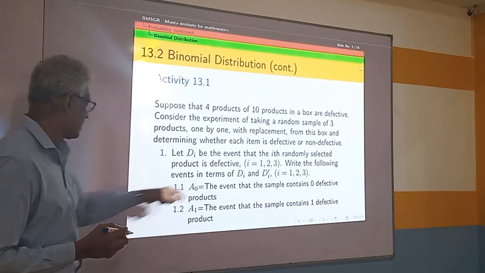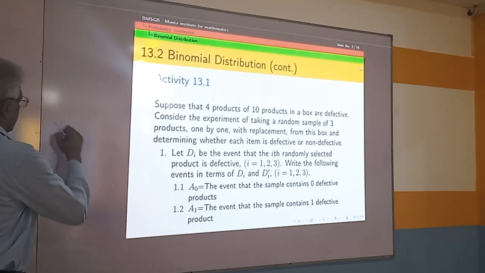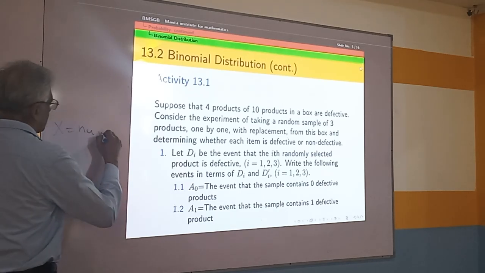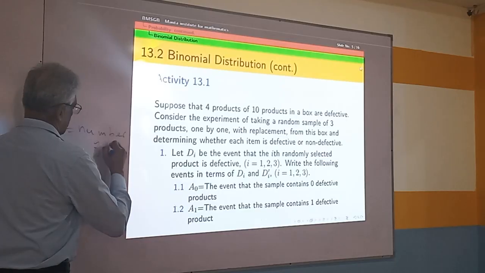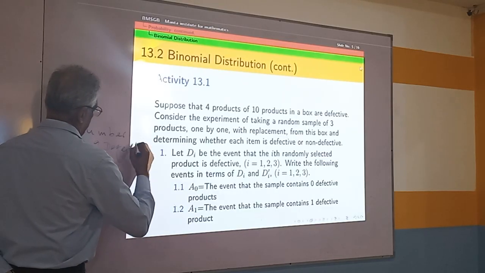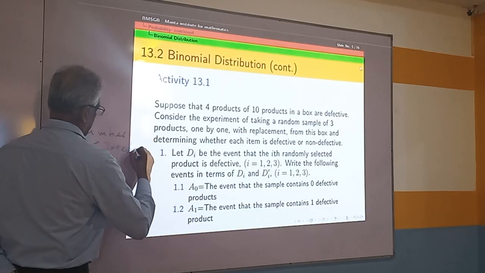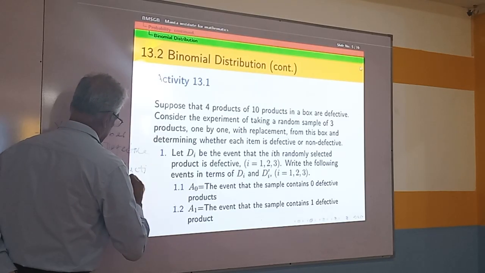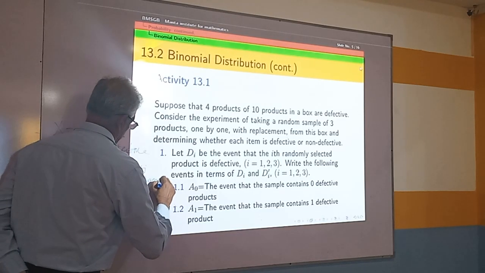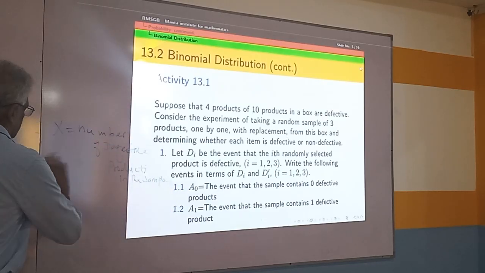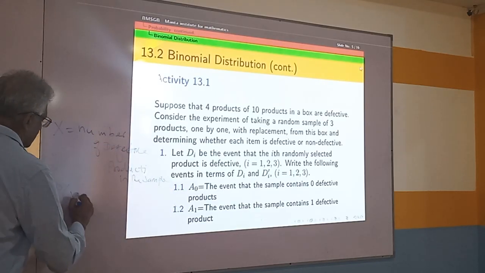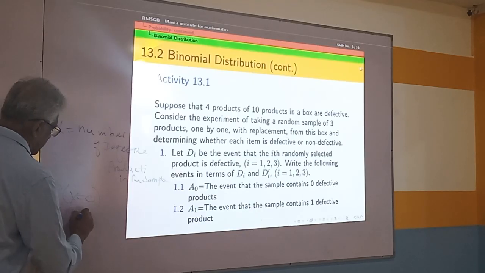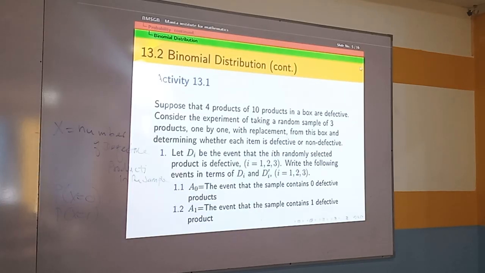So if you say X is the number of defective products in the sample, the first is asking what is the probability that X is equal to 0. The second is asking what is the probability that X is equal to 1. So you can use the binomial formula.